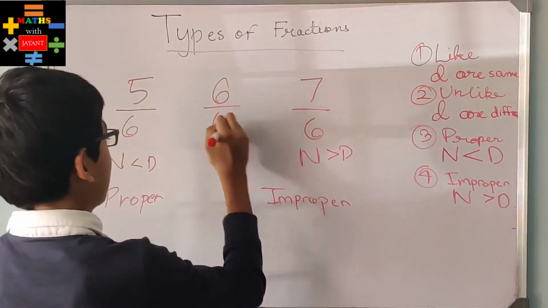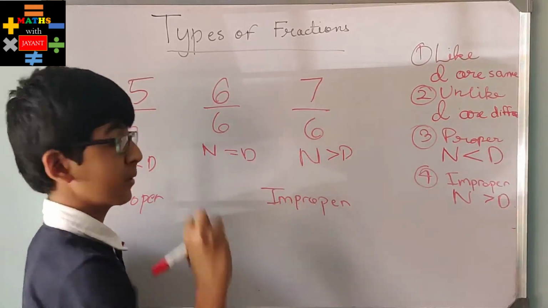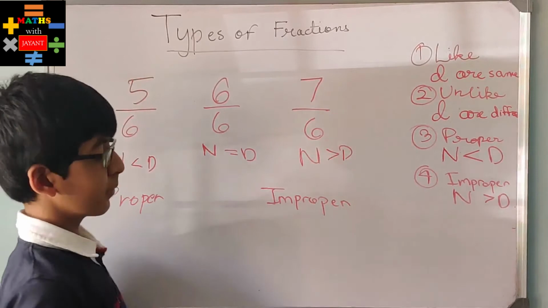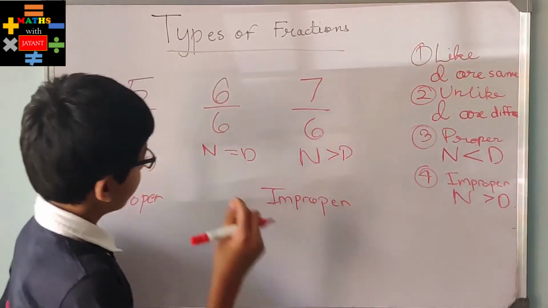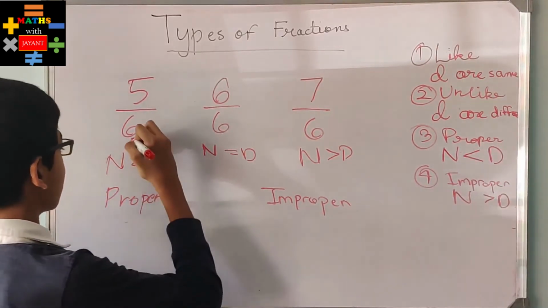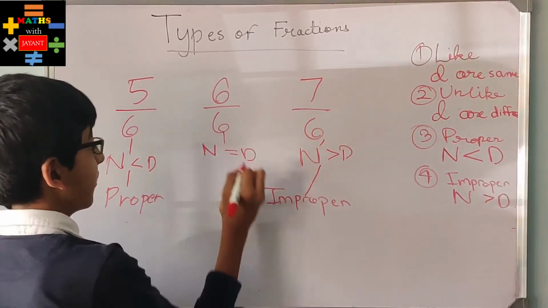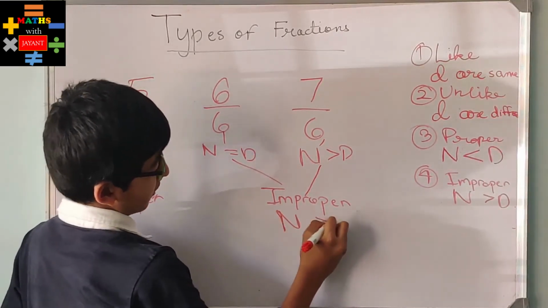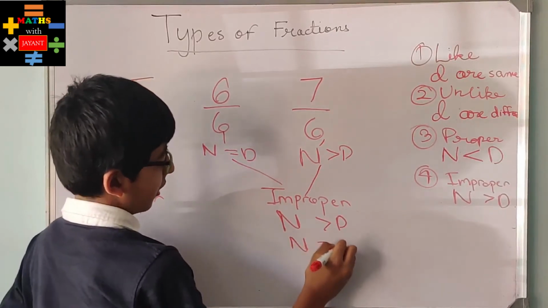But look at this fraction, 6 by 6. Here the numerator is equal to the denominator. So what is this? Is this a proper fraction? Is this an improper fraction? Or is this nothing? Actually, we know that this is a proper fraction, this is an improper fraction. Even this is an improper fraction, if the numerator is greater than the denominator or the numerator is equal to the denominator.